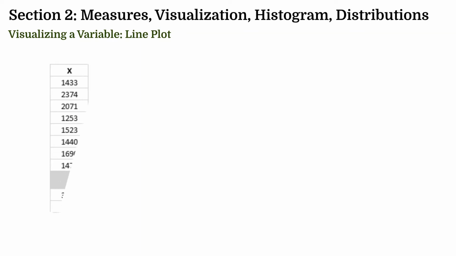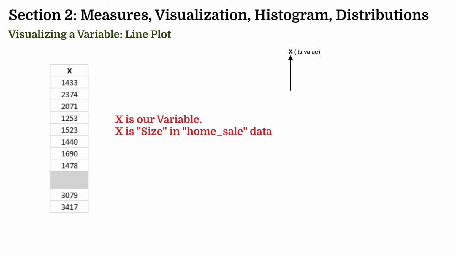Visualizing a variable, plot data. I have X, which is our variable. It is the size in home sale data, and I created a plot. Every observation in this data is represented by a dot, and that dot goes up from the horizontal line by the value of X. You have to do it for every data.